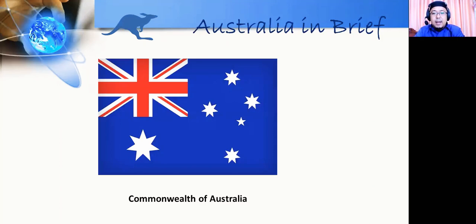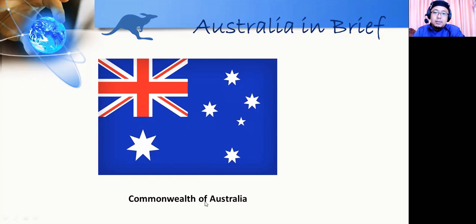So this is the flag of Australia, bendera Australia. Look at the composition of this flag. It has the flag of the United Kingdom, or British Commonwealth, to be precise. It has a few stars in it, one big star below this flag, and 1, 2, 3, 4, 5, 6 stars, and they represent the six areas located in Australia. And the name of Australia is Commonwealth of Australia.